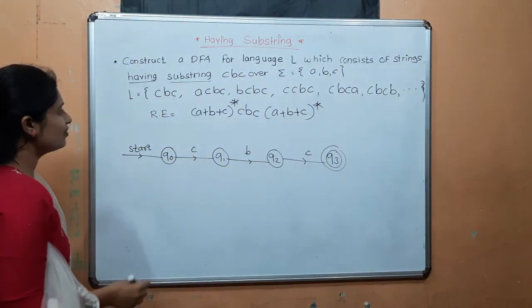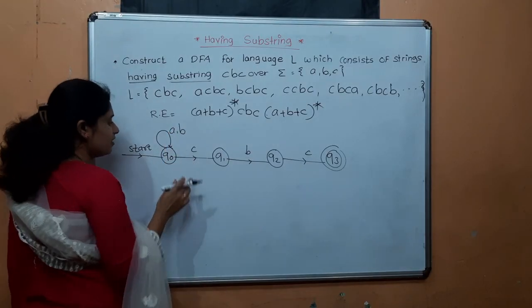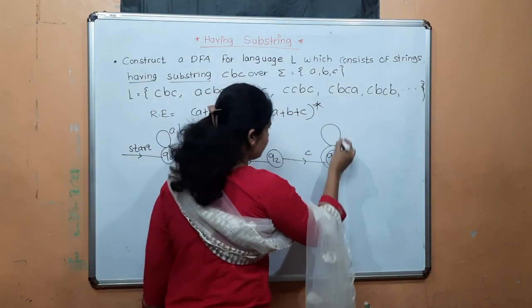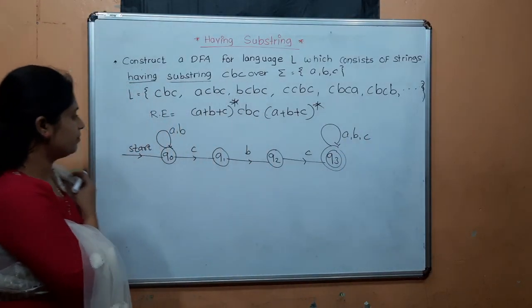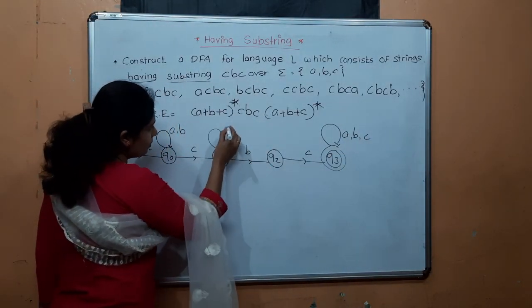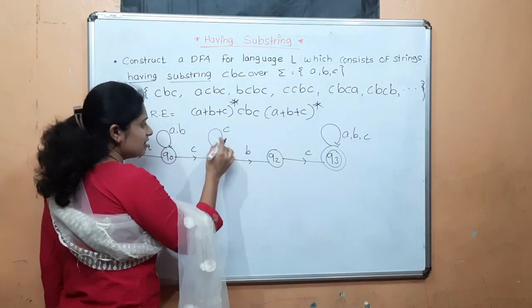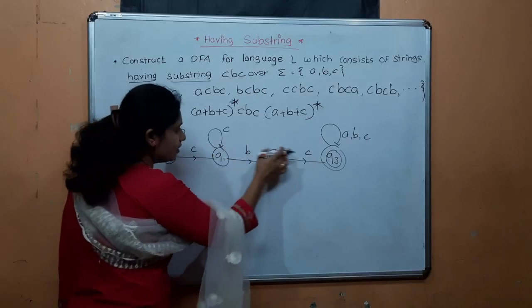CBC. There is no condition of A starts with, so it can start with either A or B or C. C is already given. It can end with either A or B or C. Now see here. After this C will occur. Here I can give a self loop of A, C. Number of C will occur. We can get this string CBC.